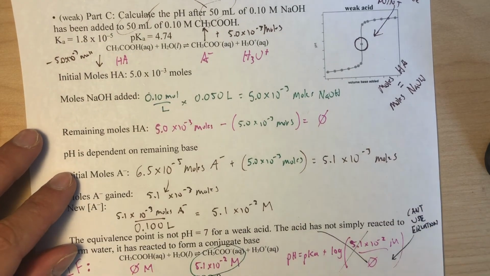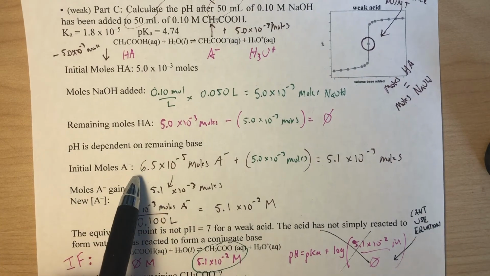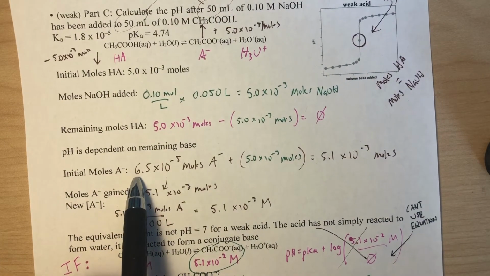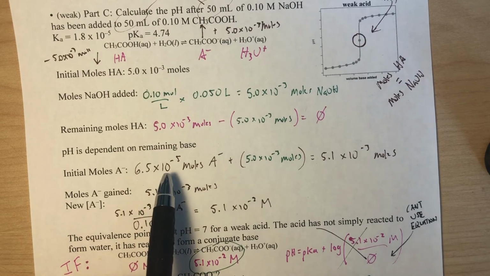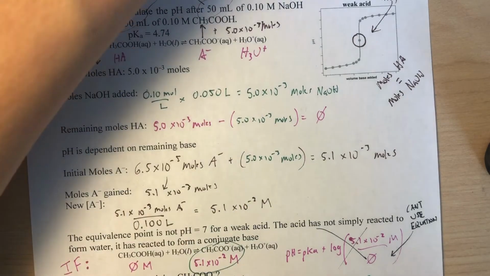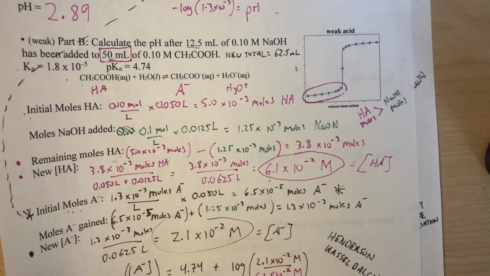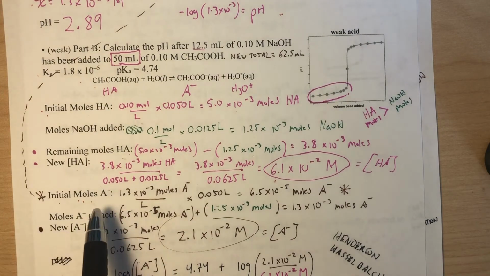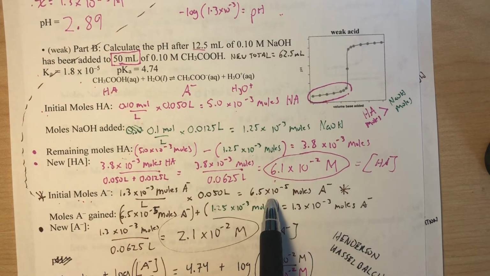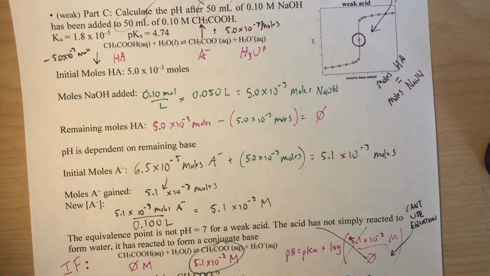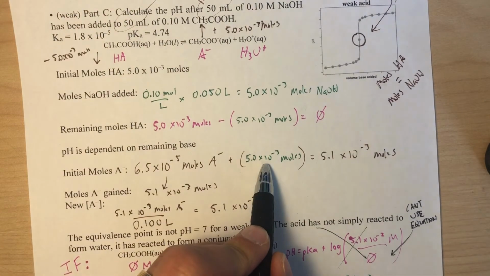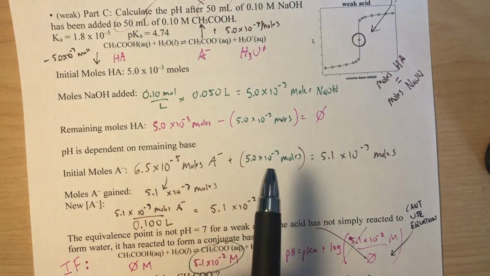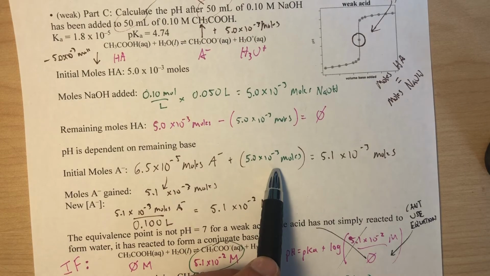So we need to figure out how our acetate concentration has changed, and we do that by taking our initial moles of A-, 6.5 times 10 to the negative fifth, which we calculated in the last problem. And we are increasing by 5 times 10 to the negative third moles because that's how much acetate is being formed.